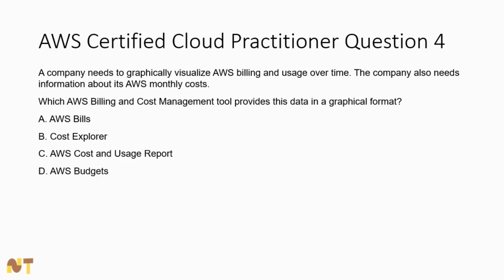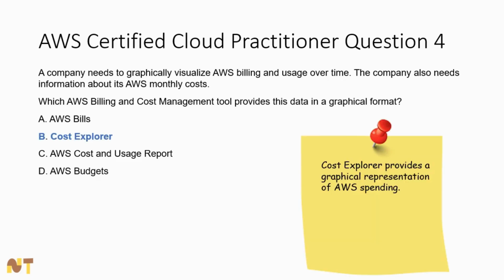Now just look at the question. It is stressing on data in a graphical format. So we'll see which tool gives that capability. Both Cost Explorer and AWS Cost and Usage Reports provide details of billing. But the main difference is that Cost Explorer gives graphical representation. So the correct answer is B. But let's look at other options also.